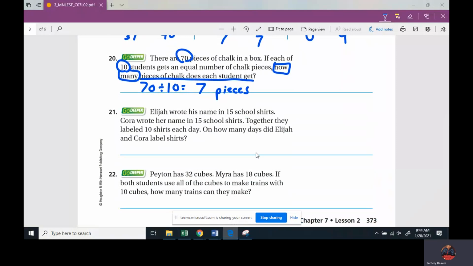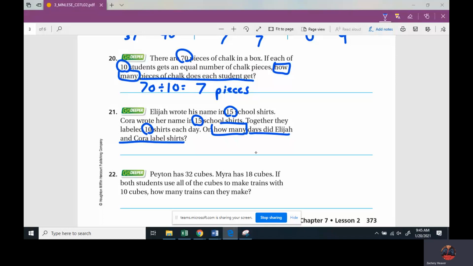Adelie, you're going to get a tough one. Elijah wrote his name in 15 school shirts. Cora wrote her name in 15 school shirts. Together, they labeled 10 shirts each day. On how many days did Elijah and Cora label shirts? So, think about it. Elijah did 15, Cora did 15, and they did 10 a day. Let's find out what they did together. How many names did they put on? Elijah put 15, but what else did Cora do? So how much did they do total?